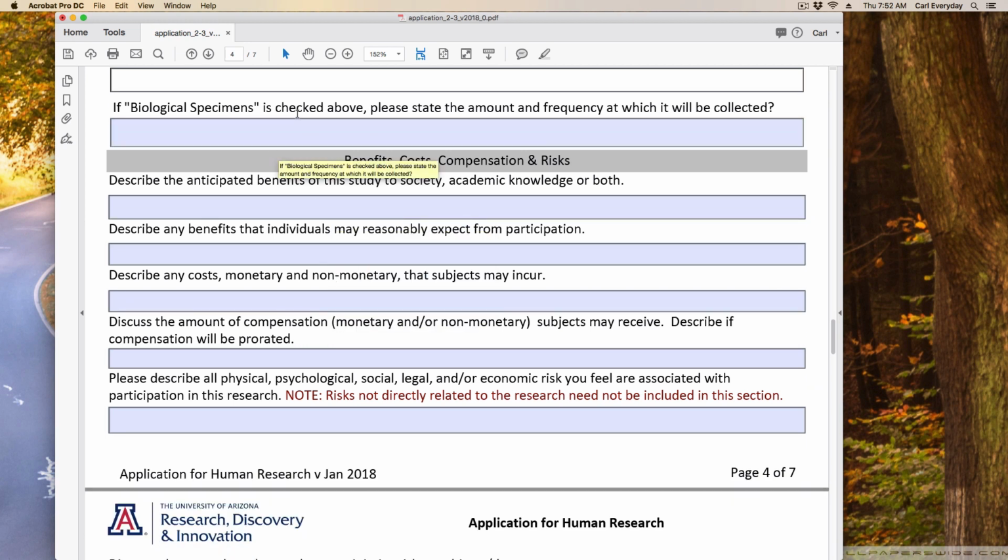So let's look at benefits, costs, compensation, and risks. This is just simple, guys. You don't have to get out of control with answering this question. Simple statements, a couple of lines. That's all that's required. Same thing with minimizing risks to subjects and data.